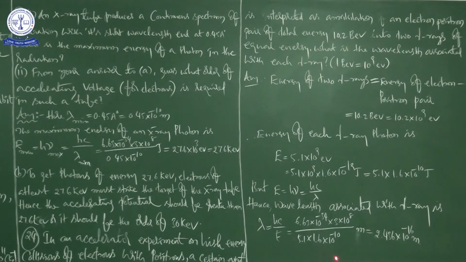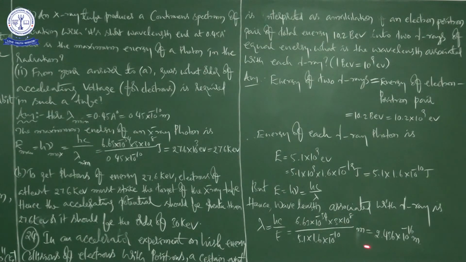Here the h value is 6.63 into 10 to the power of minus 34 joule second, right, into the c value, 3 into 10 power 8, divided by the E value, 5.1 into 1.6 into 10 to the power of minus 10 meters. So finally, if you complete this multiplication and division, this mathematical calculation, you will get the final value of the wavelength associated with the gamma ray.